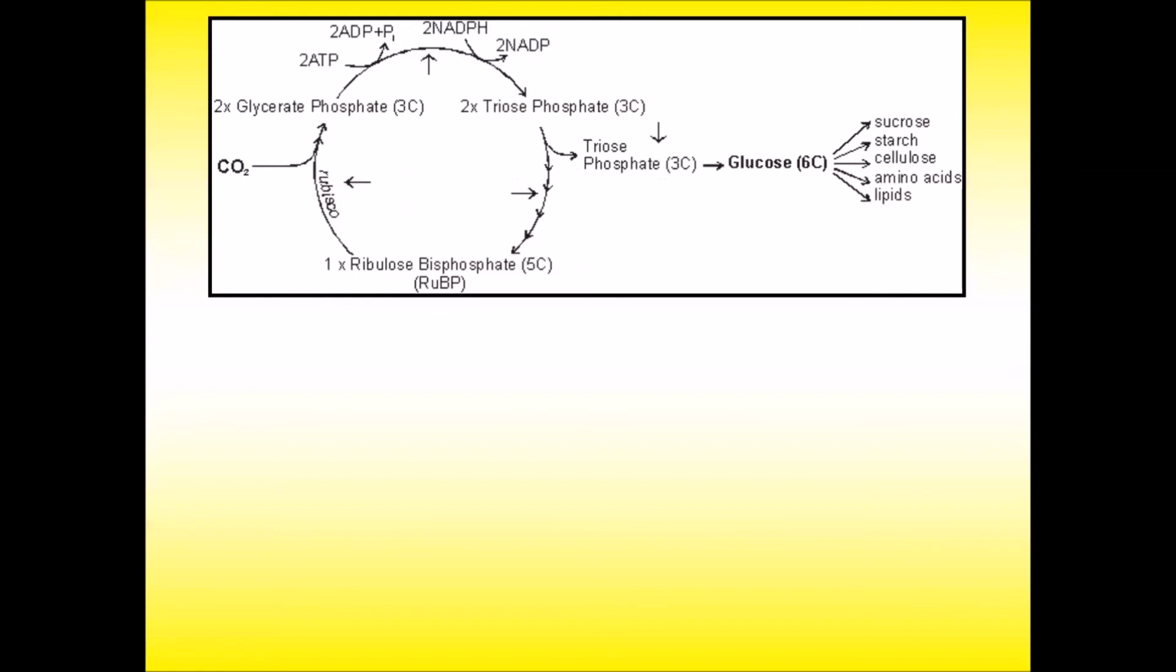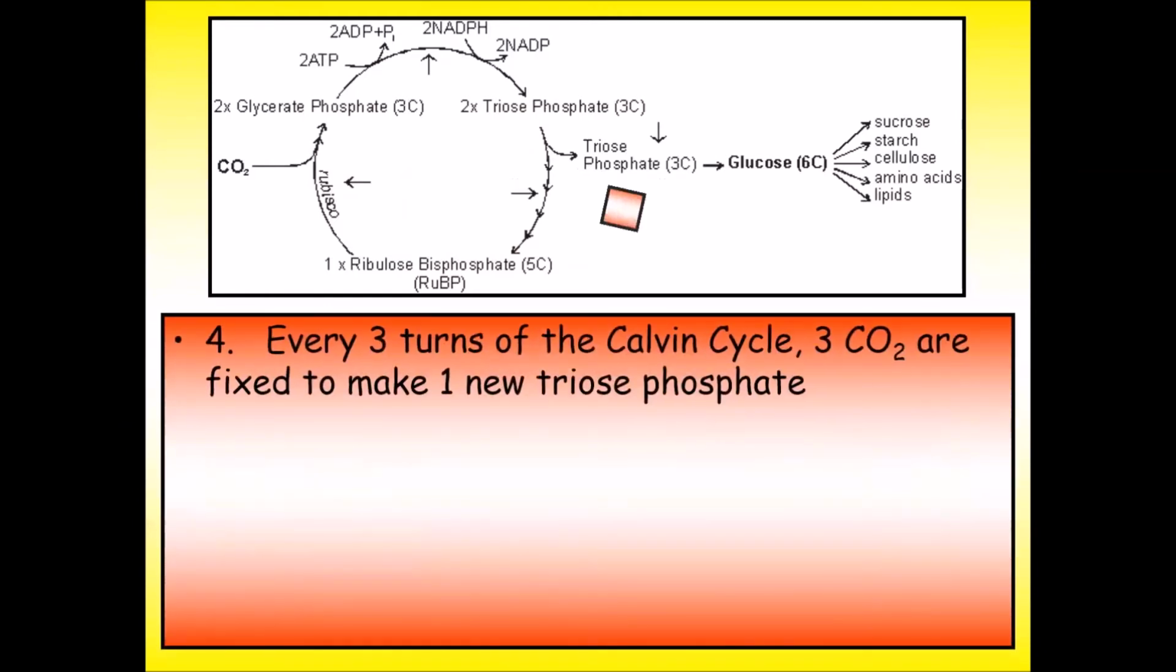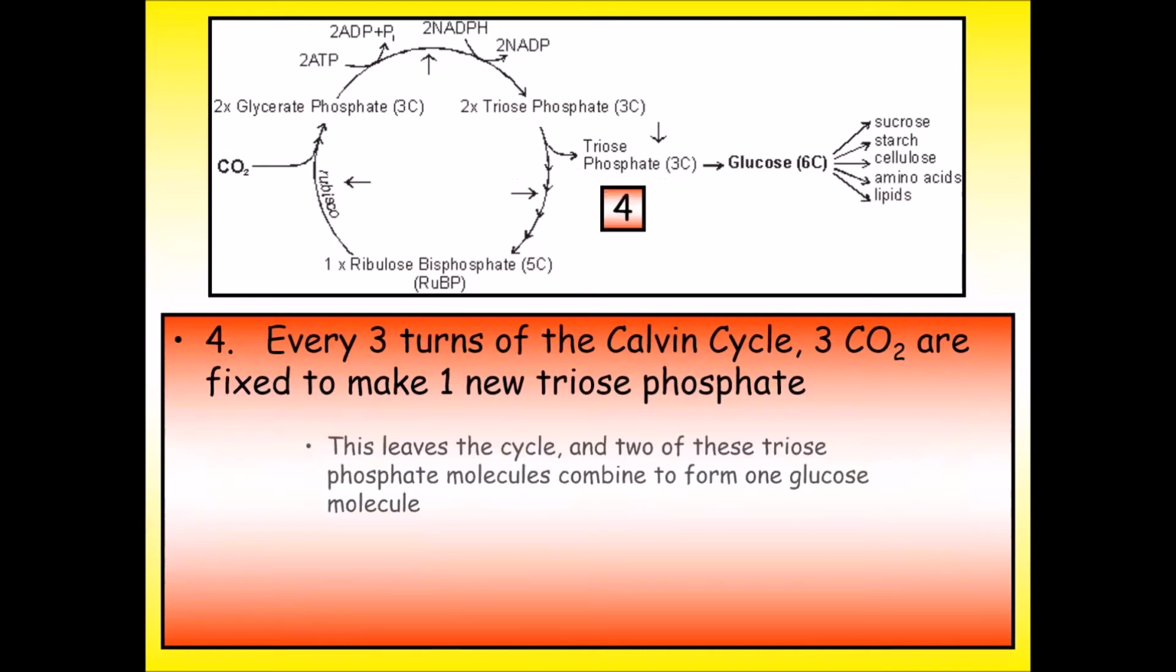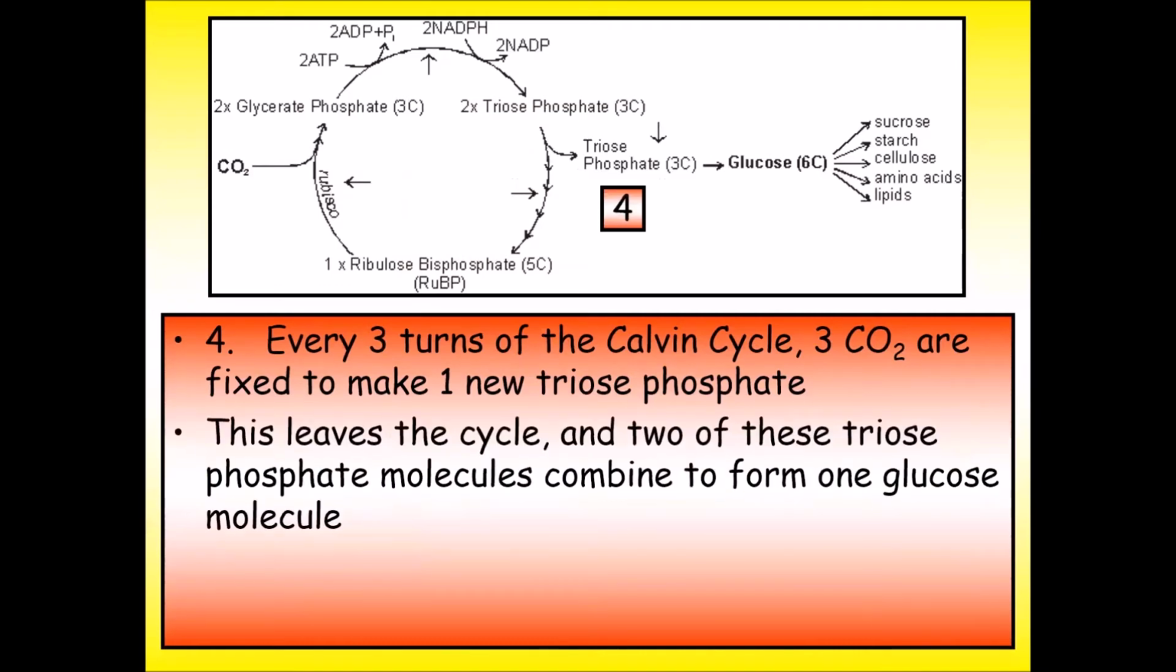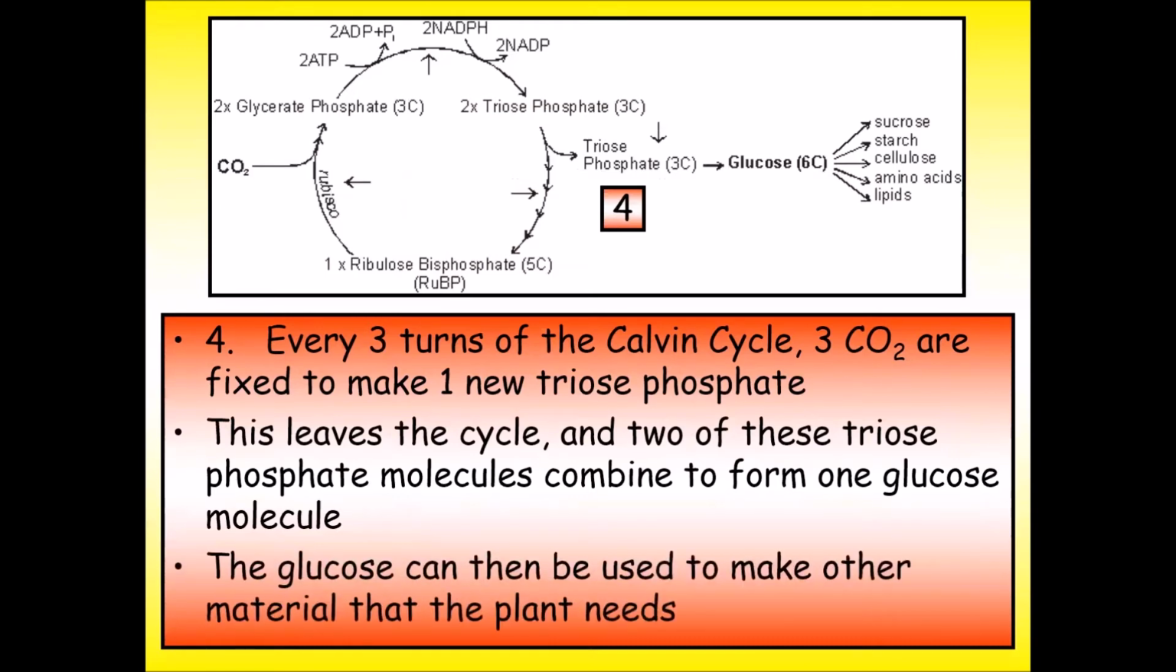The other one is it can leave the cycle. For every 3 turns, 1 spare TP is manufactured, which could then leave the cycle, and 2 TPs together can make glucose. So we've got these 2 molecules joined together, glucose, which can be stored as starch or can make cellulose, amino acids, lipids, etc. It can be used for any of the plant's needs.